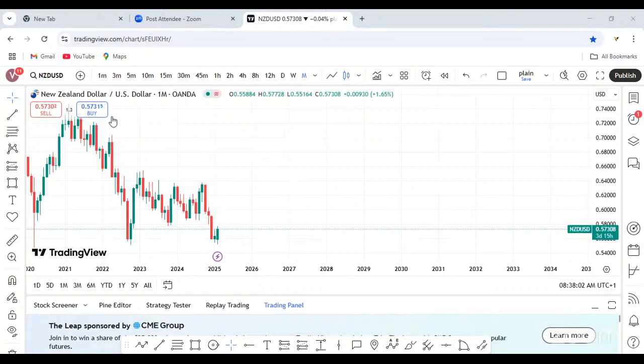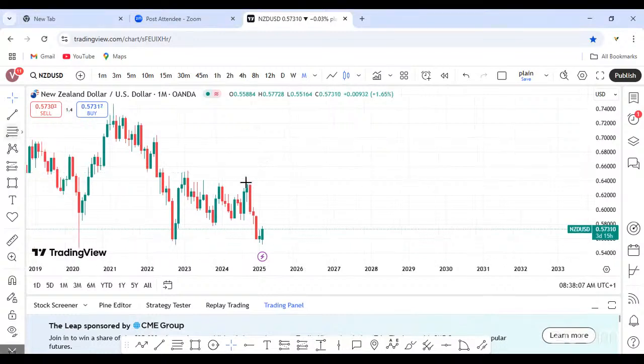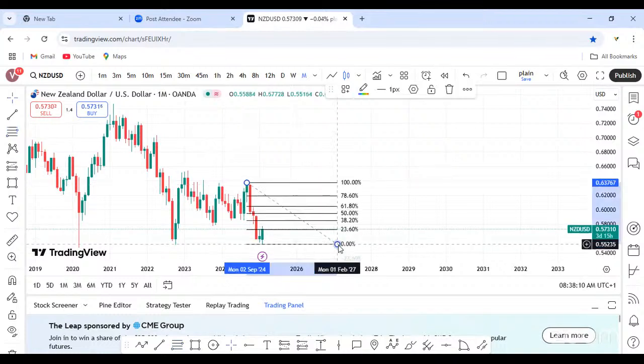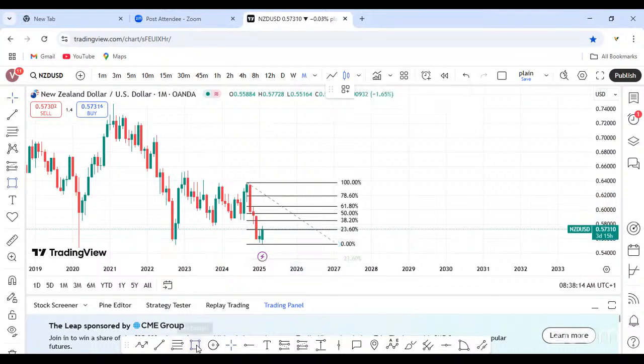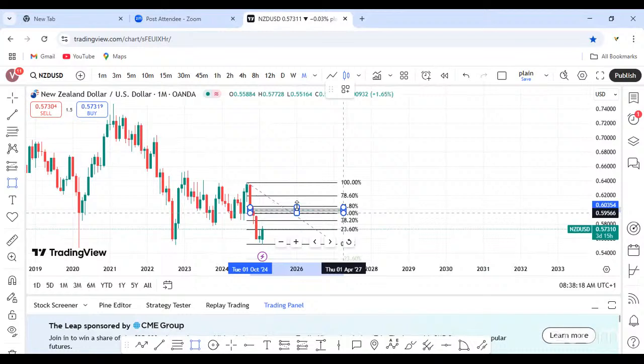The same thing, very similar to what we saw on AUD/USD. Latest swing structure to the downside to confirm our trend. But first, let's mark out our expected POIs, which is 61.8 to 50% fib level right here.